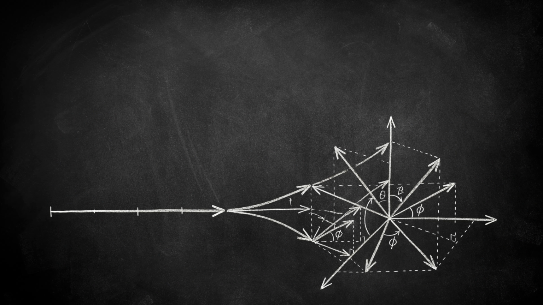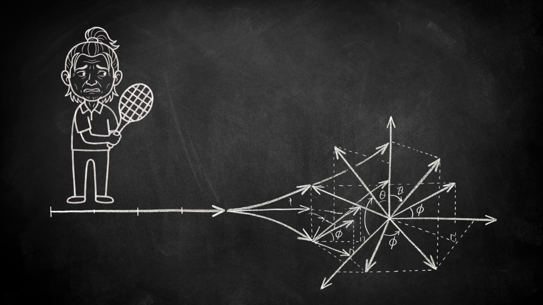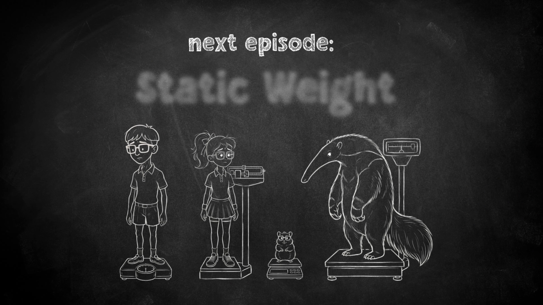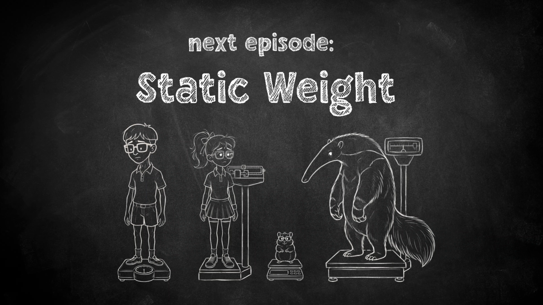The next layer on this onion is applying this to stroke mechanics, covering linear forces, weight distribution, and rotation and torque. Next episode, we focus on static weight, or the straight line representation of inertia and momentum.